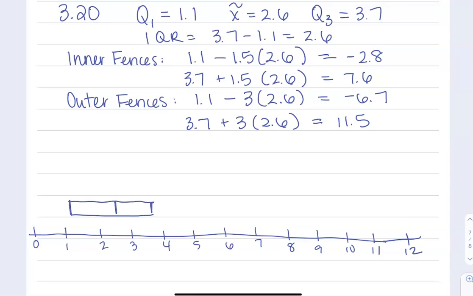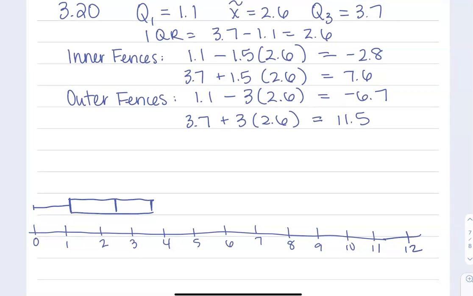And our lowest value is 0.1. And so we don't have to worry about any fences on that side, but on this side, I do have a fence at 7.6 and a fence at 11.5. So my question now becomes, what is the largest value less than 7.6? And if you go through the values, I know you're going to have to look at this in the textbook, but the highest value that's within this fence is actually 6.1.